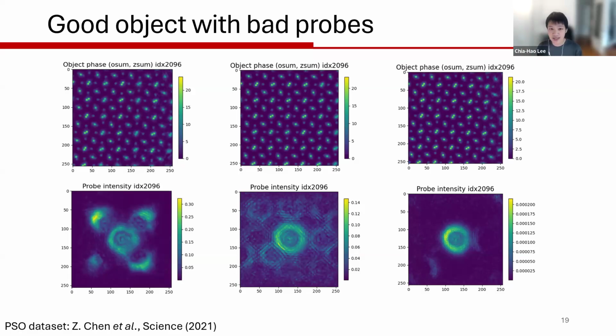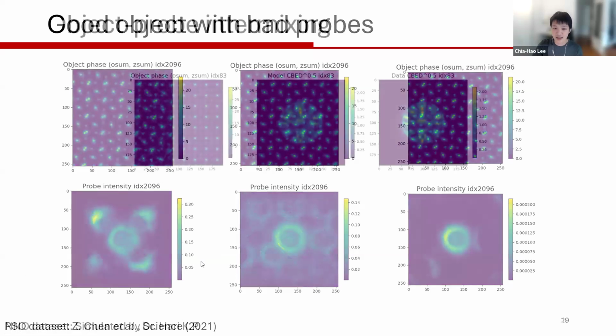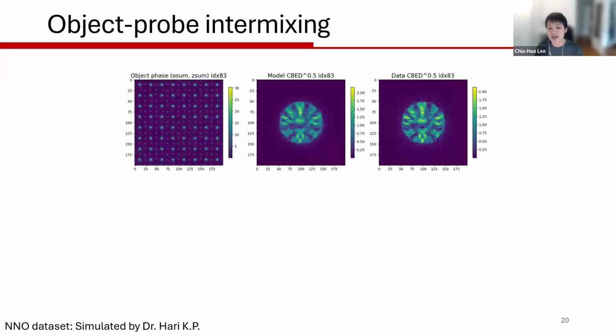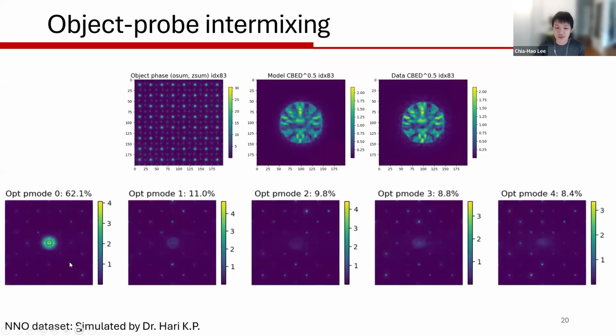So this is just one example that even if you have a very good object, you may still get a very terrible probe. Another example is, like I mentioned, there is a significant amount of object probe intermixing, especially for iterative ptychography approaches. This is very sensitive to the optical condition. For a simulated data set, sometimes you will see this because you have a very strong signal from your diffraction pattern. Sometimes you see something like this. This is one of the worst examples you can have for object probe intermixing.